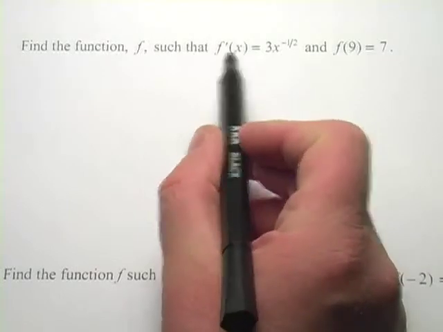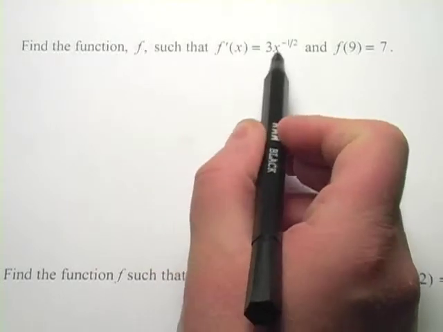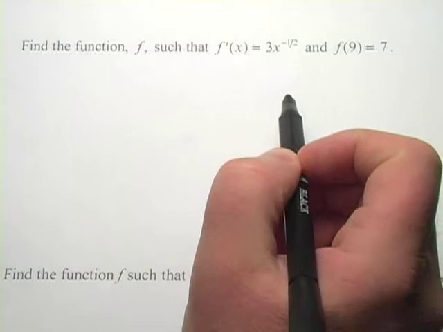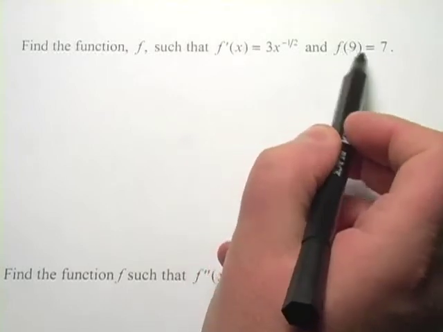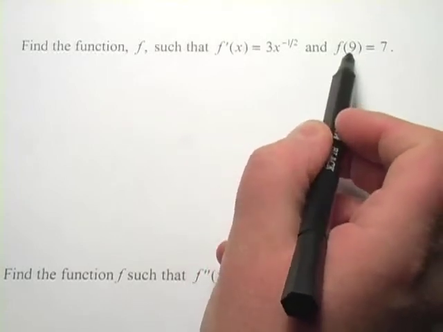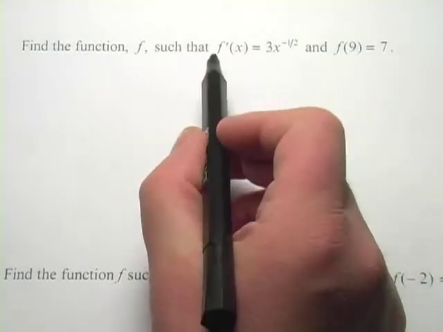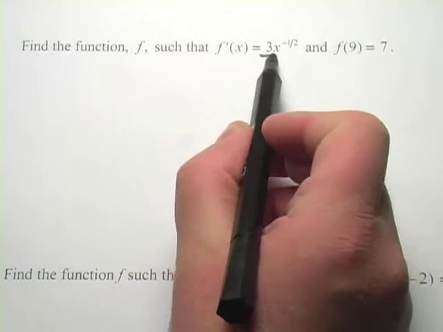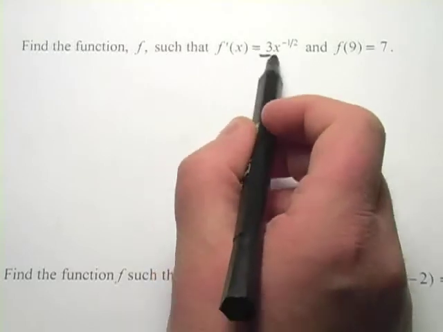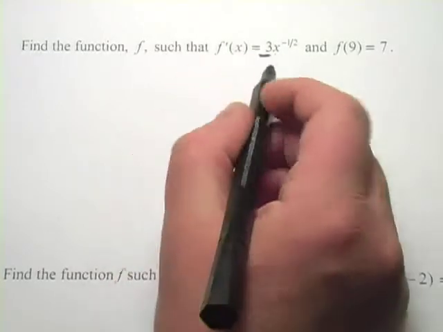It says f prime of x, so the derivative of f, is 3x to the negative 1/2, and that f of 9 is 7. So when you plug 9 into the original function, you get a 7 out. So if we want to find the function, and this is the derivative, the first thing to do is take the antiderivative or the integral. So let's go ahead and do that.